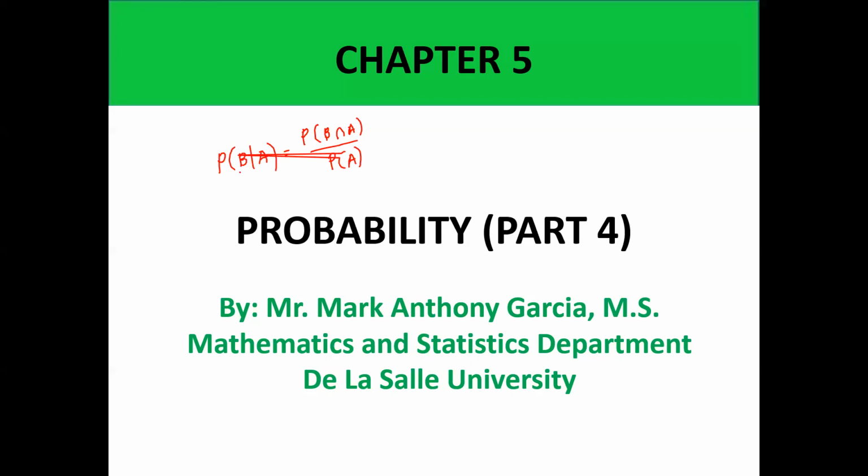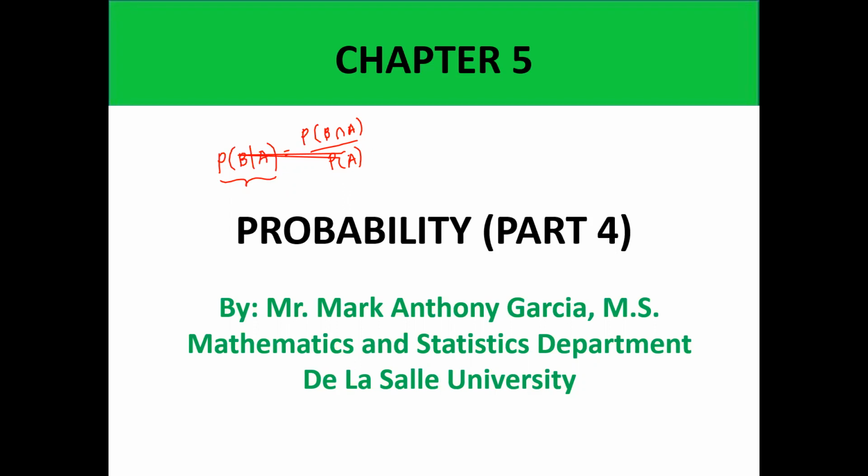Now in this video, we shall discuss the Bayes rule, which is also another way of finding the conditional probability. And this is especially used whenever the intersection between B and A is not given, as well as if we cannot find the probability of A.